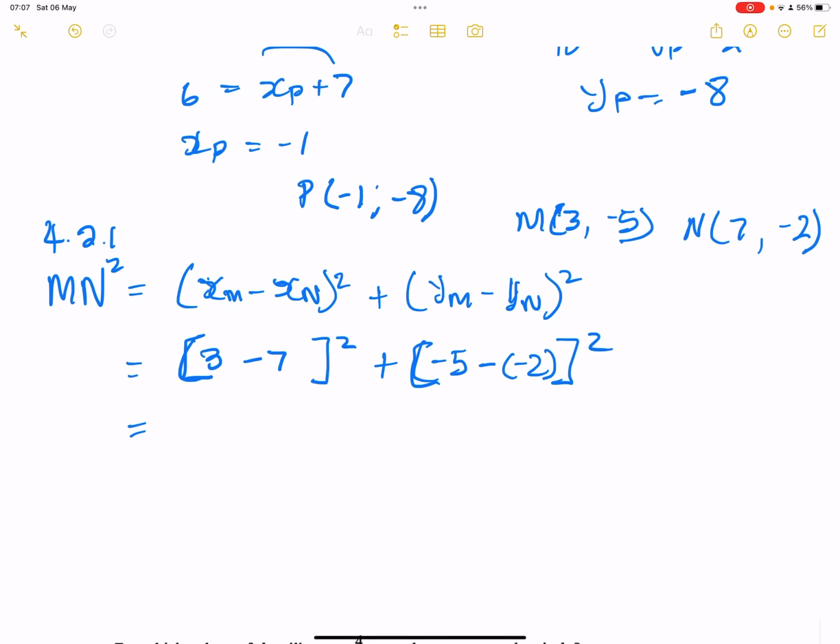So that's 3 minus 7, which would give us negative 4. Negative 4 squared gives us 16. And we've got negative 5 plus 2, which will give us -3. In this case, 3 squared would give us 9. So we know that 16 plus 9 gives us 25. So we know that r squared is 25.